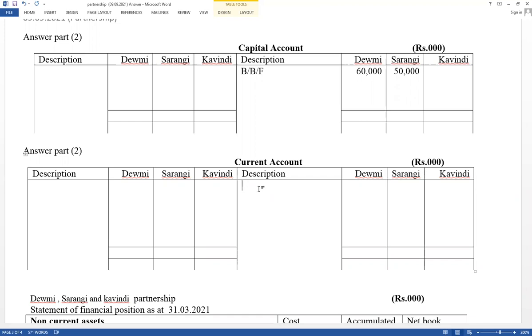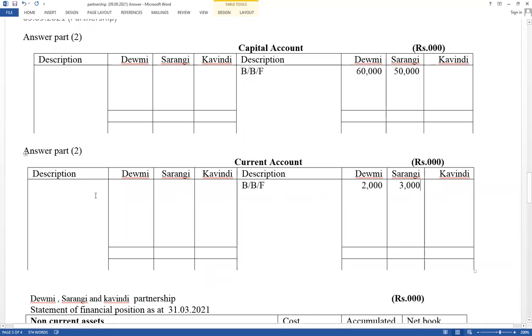Right, then take the current account balance also. It has given Devumi and Sarangi 2,000 and 3,000. Current account balance and capital account balance.